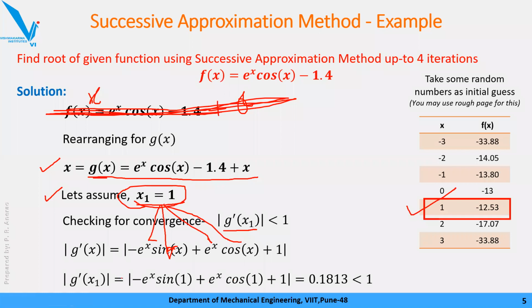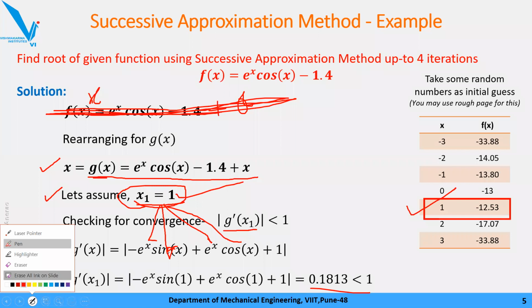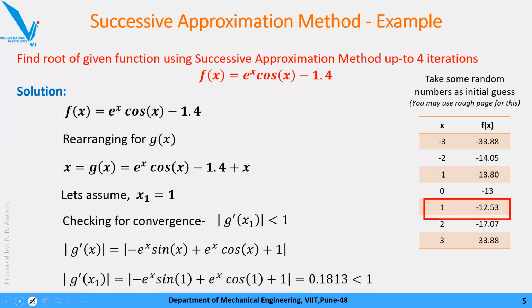I'll evaluate that g dash of x1, कितना आएगा. I have received the value 0.1813 and we know that it's less than 1. Means what? Our initial guess is correct. मतलब हमने जो भी लिया है वो सब सही है. We can go ahead. Okay, so check: initial guess is correct. Now we can move ahead.